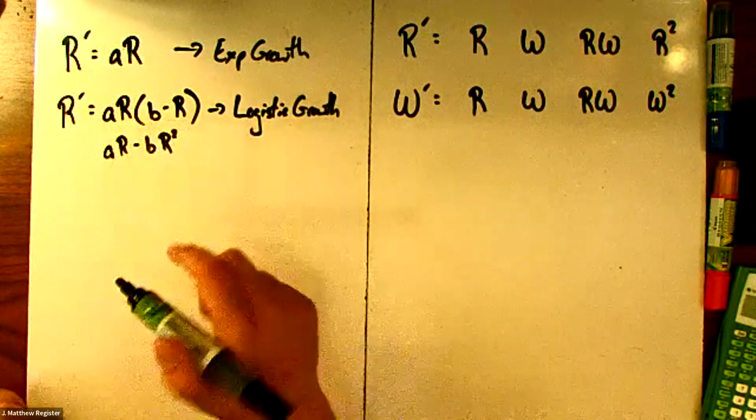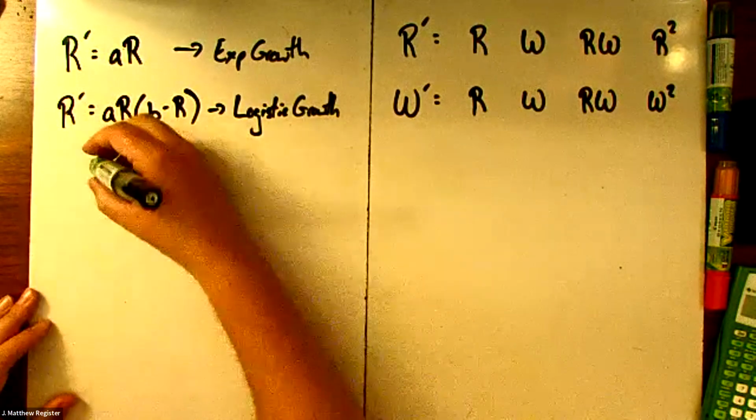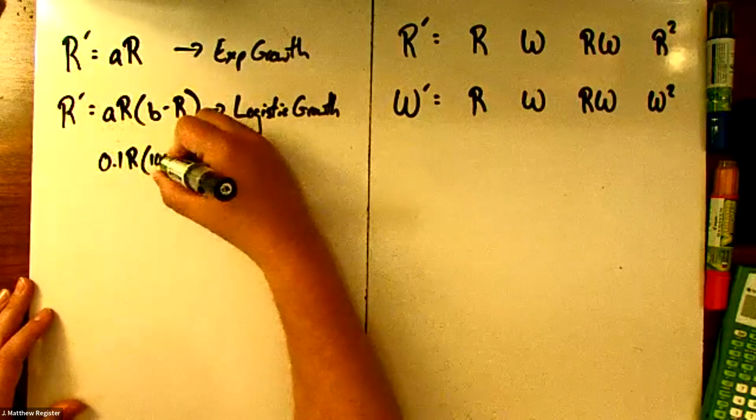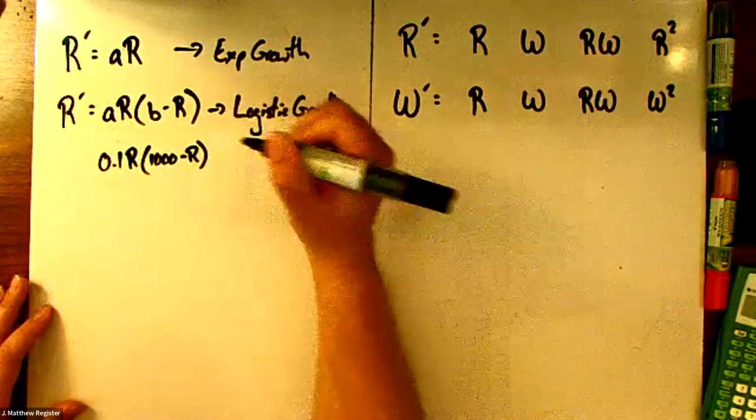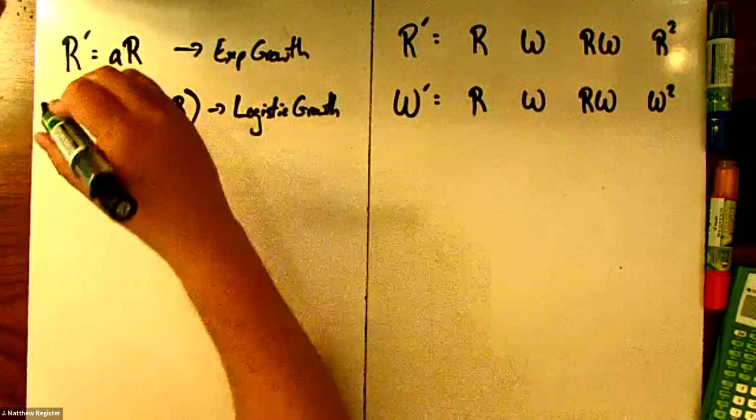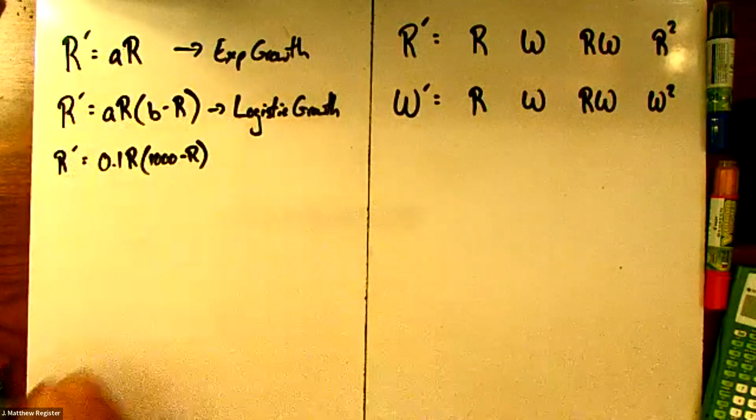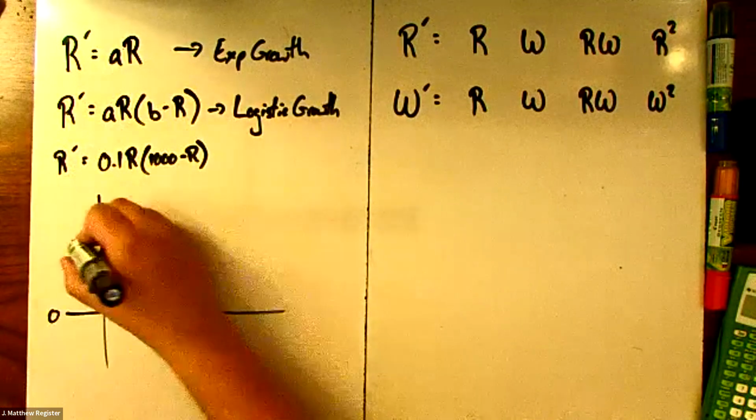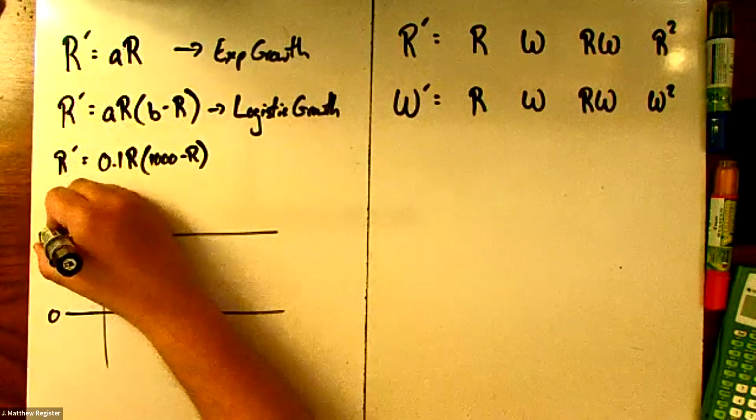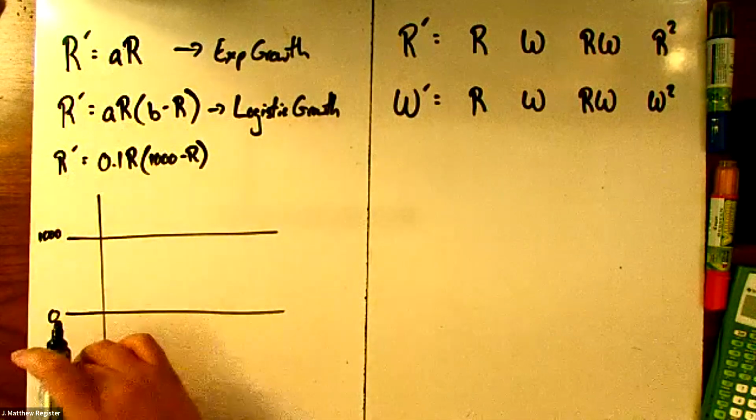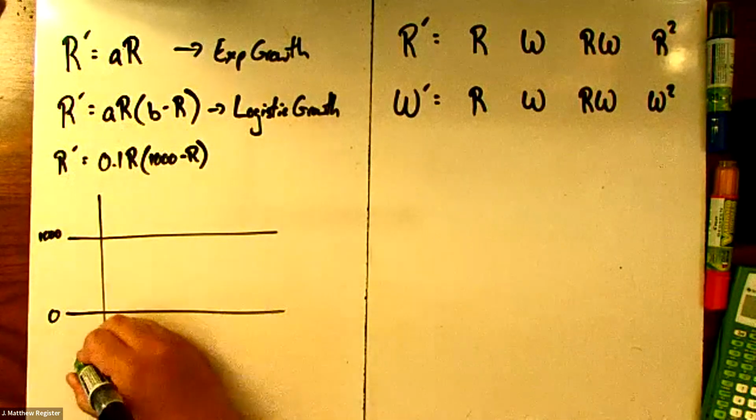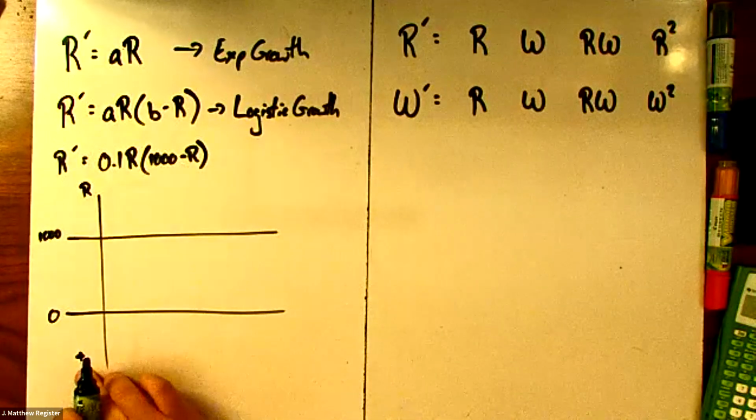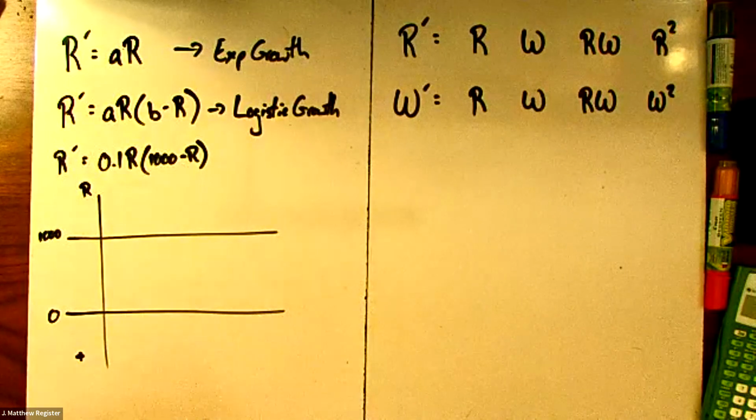If we look at this first equation here, and say that A is equal to 0.1 and B is equal to 1,000, we can think about what the phase diagram for this is going to look like. The phase diagram is going to have an equilibrium at 0 and an equilibrium at 1,000. Less than 0 doesn't really make sense, because if this is our rabbit population, it's saying we have no rabbits.